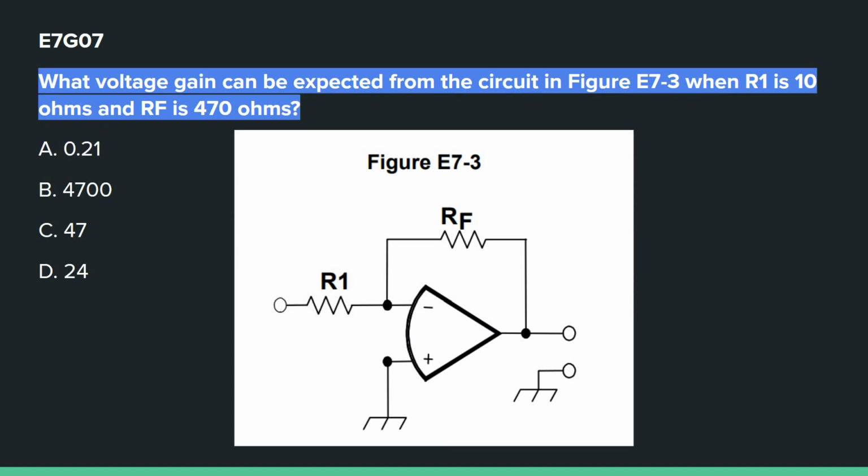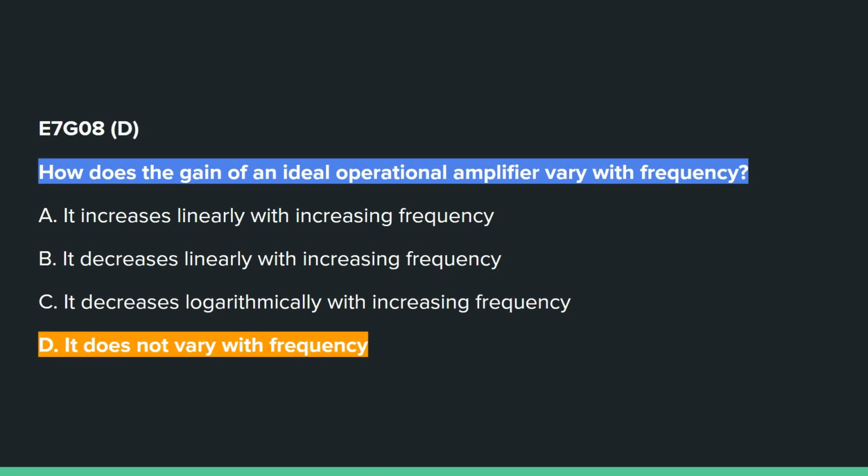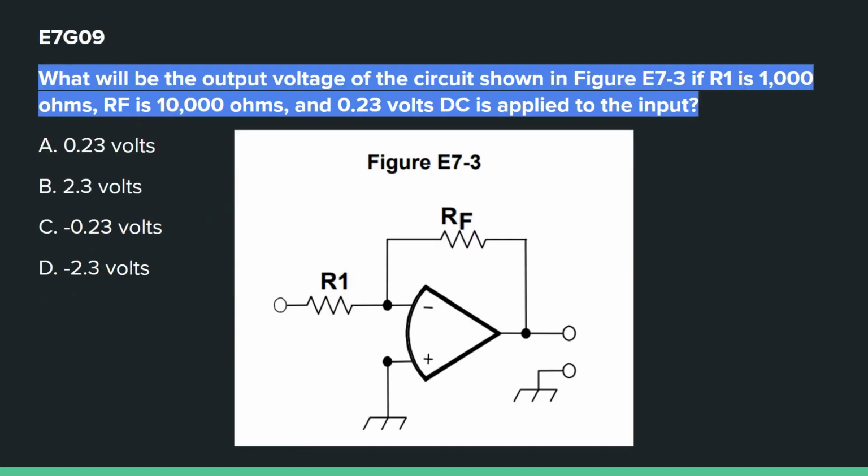E7G07, what voltage gain can be expected from the circuit in figure E7-3 when R1 is 10 ohms and RF is 470 ohms? C, 47. E7G08, how does the gain of an ideal operational amplifier vary with frequency? D, it does not vary with frequency. E7G09, what is the output voltage of a circuit shown in figure E7-3 if R1 is 1000 ohms, RF is 10,000 ohms, and 0.23 volts DC is applied to the input? D, negative 2.3 volts.